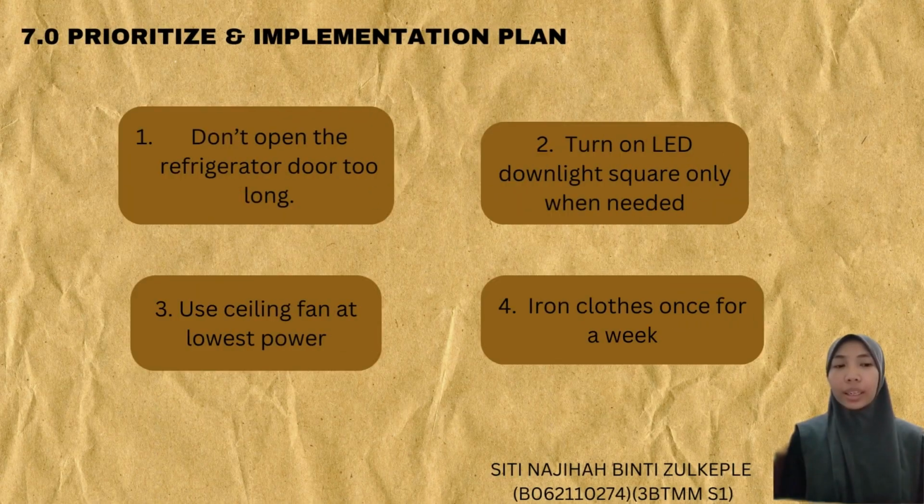For prioritize and implementation plan, we identify that refrigerator uses a lot of electricity. Because of that, we should not open the refrigerator door too long. This is because it needs more energy to cool down the refrigerator. The second highest usage of electric is LED downlight square, so we should use them only when needed. Thirdly, use ceiling fan at lowest power to reduce its electricity. Lastly, iron clothes once a week.